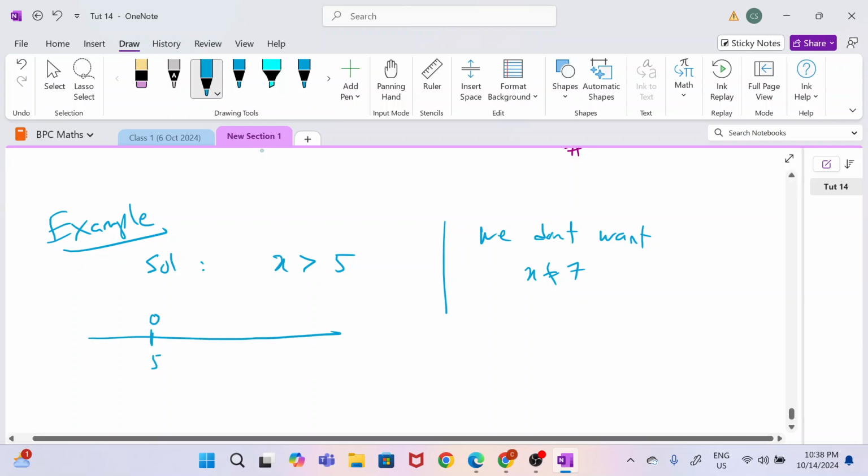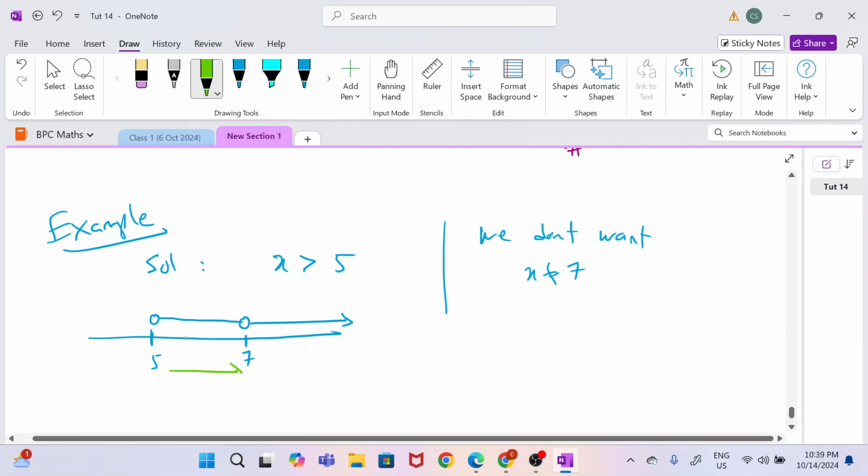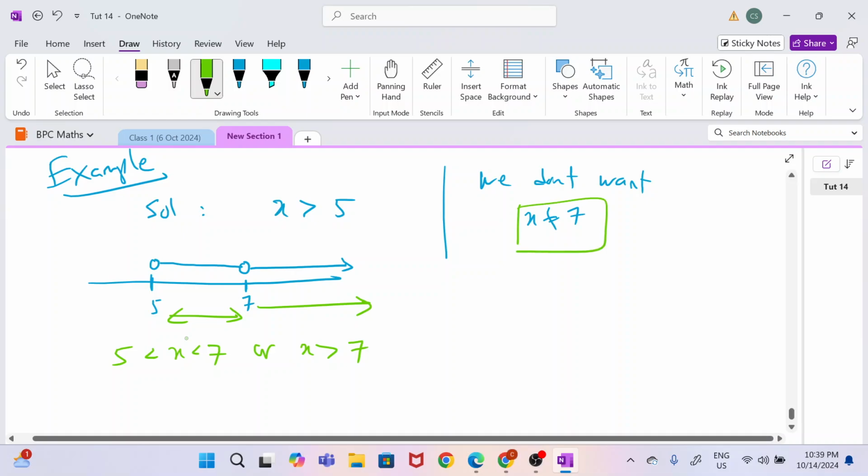5 is here, 7 is here. Okay, in this case you will go all the way, isn't it? You take all the values after 5. But I want to omit 7. What you do? You go up to 7, but don't take 7. And then after 7 you take. So how to rewrite this again? You write x is in between 5 and 7, or x is greater than 7. That's how you omit the 7 here. Okay, that's how you do. Hope you guys understand here.